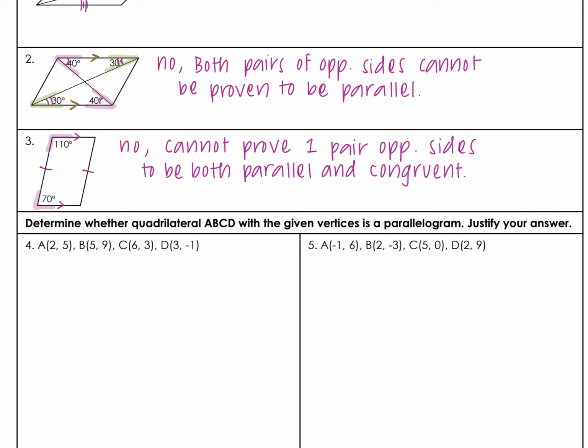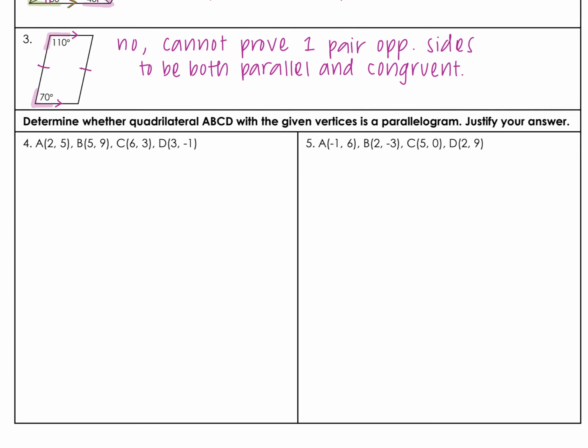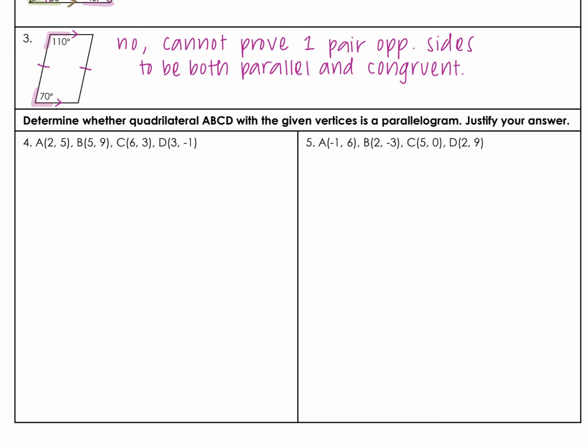All right. So that's it for that section. Now let's look at these bottom 2 problems, our last 2. We're asked to determine whether the quadrilateral ABCD with the vertices is a parallelogram, and then we're going to justify our answer based off what we use to prove it.